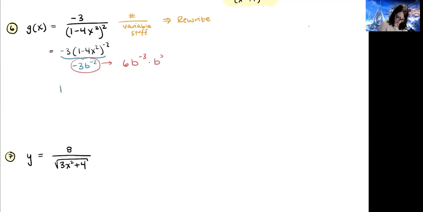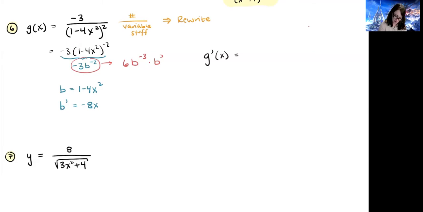Okay, and just to be clear, here is what b is. Here's the base. It's the inside stuff, the 1 minus 4x squared. And the derivative of the base is negative 8x. All right, piecing this all together into our derivative of the entire function, g prime of x.